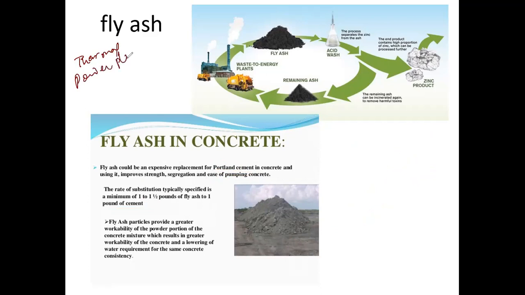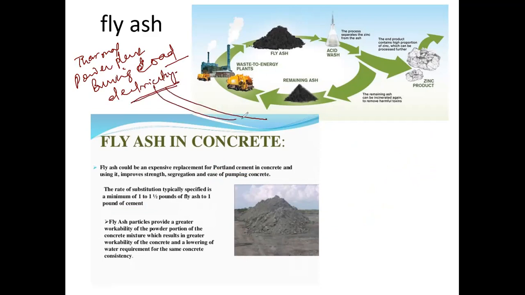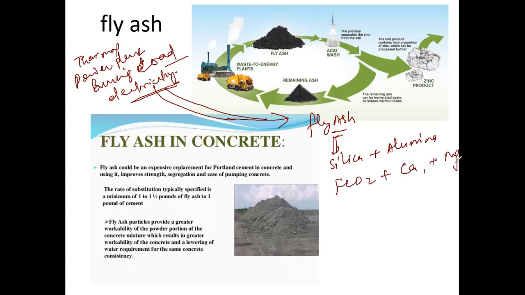So in the thermal power plant there is burning of the coal. Due to burning of the coal there is formation of electricity. The byproduct of burning of the coal is nothing but fly ash. Fly ash particles are oxide rich and consist of silica plus alumina plus iron oxide plus calcium plus magnesium, and toxic elements. These all are the composition of fly ash.